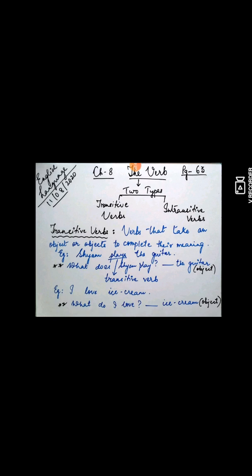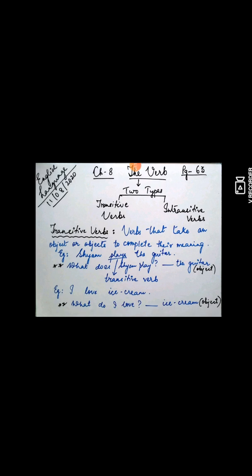Sham plays the guitar. Now let's understand what an object in a sentence is. You know that in a sentence we have a subject. In many sentences you have by now also identified predicates. Now remember, the predicate part also includes the object. You may not have identified objects separately earlier. That is what we will learn today.